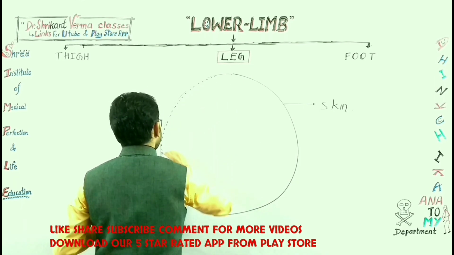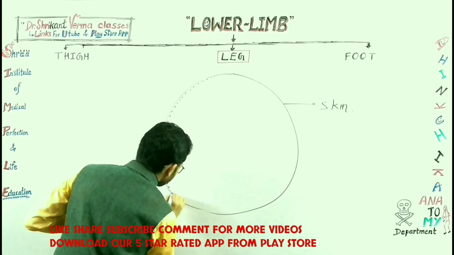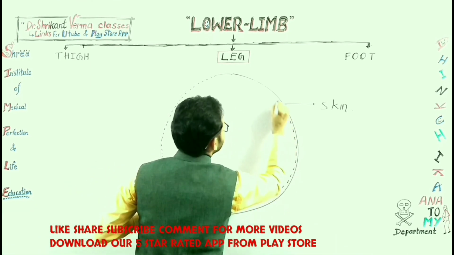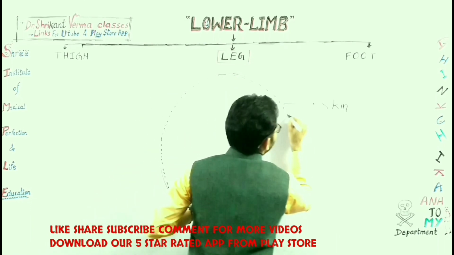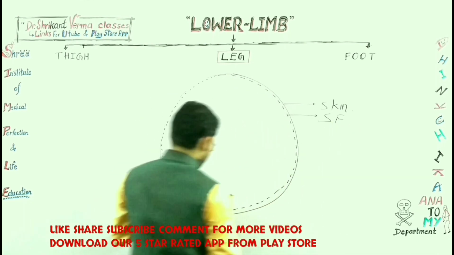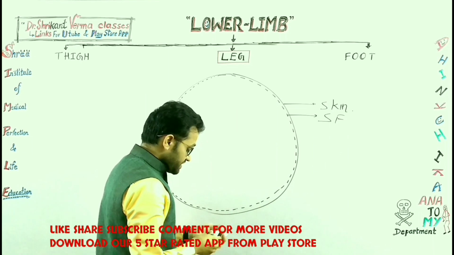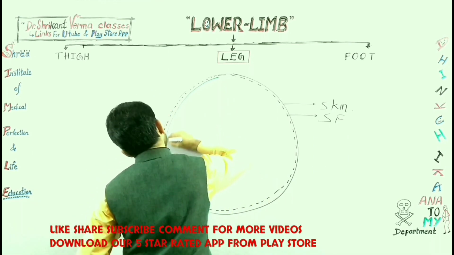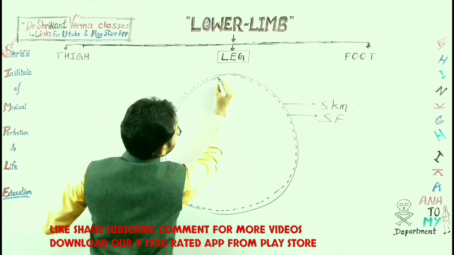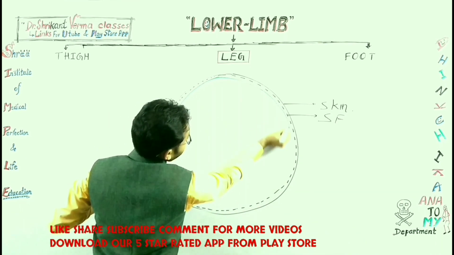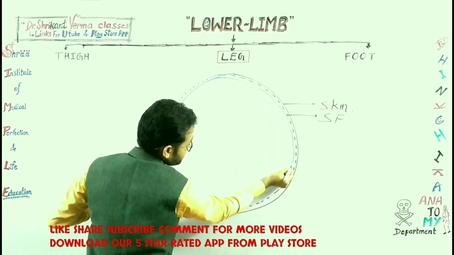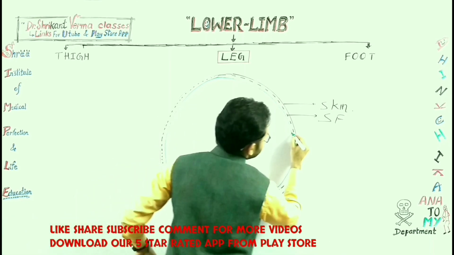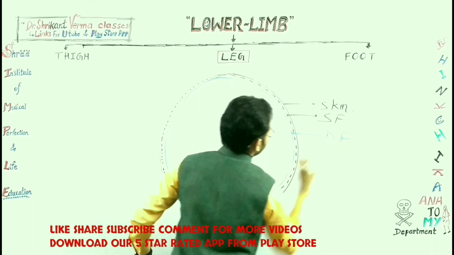Yes, what is the superficial fascia? Again we are revising: the condensation of the loose connective tissue is known as the superficial fascia. Yes, after this superficial fascia we get the deep fascia. Suppose this is the deep fascia. What is the deep fascia? Condensation of the thick connective tissue. The dense layer just below the superficial fascia is known as the deep fascia. So this is the deep fascia.